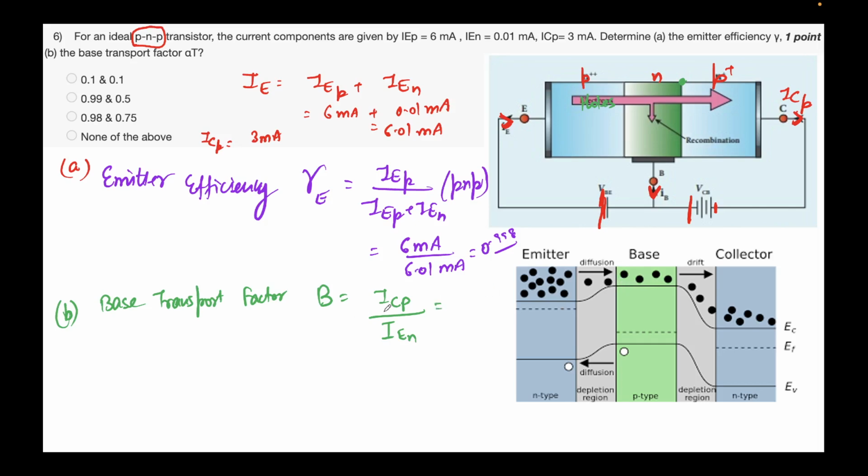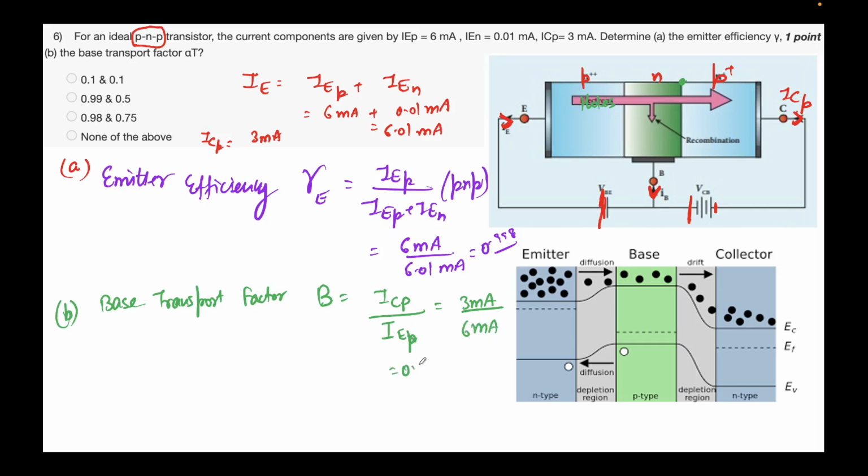Okay, so let's see that. We have ICP as 3 milliamps, and IEN, the electrons that have been injected, that have diffused to the base. Sorry, IEP. This is a PNP transistor, so we must need IEP. IEP was 6 milliamps.